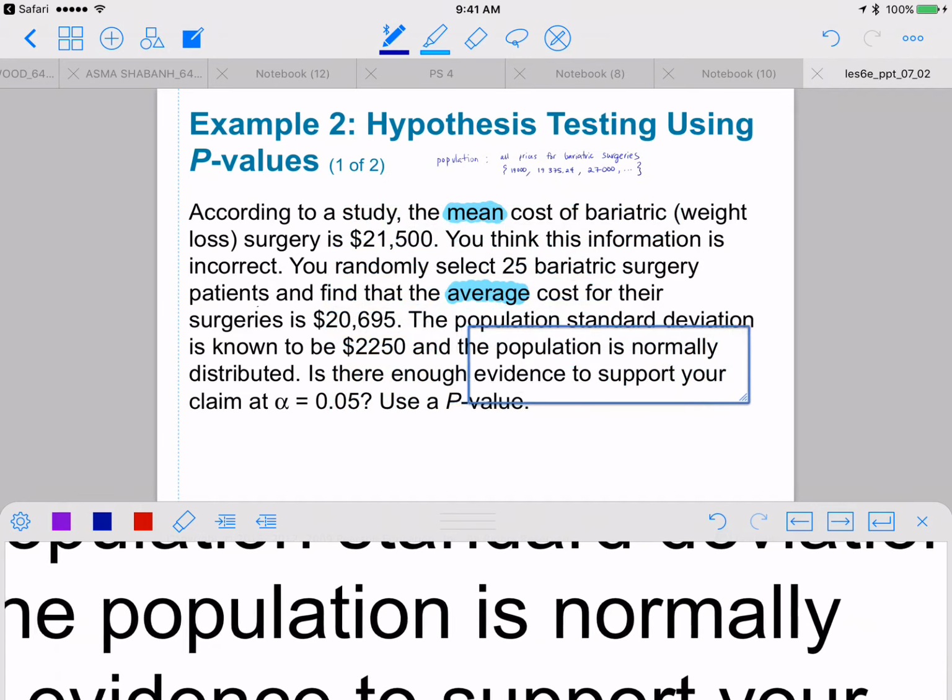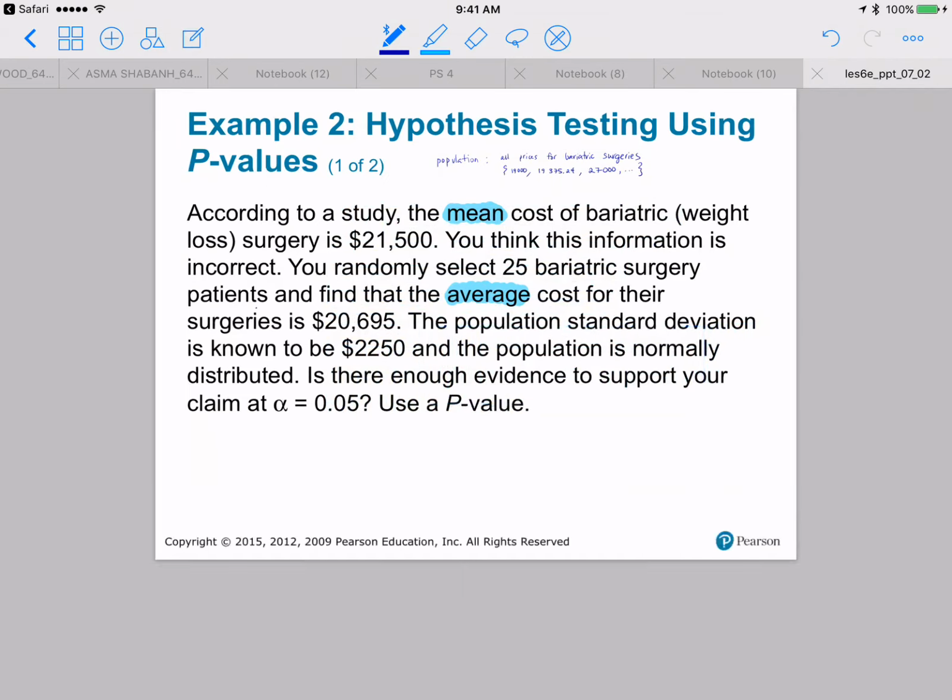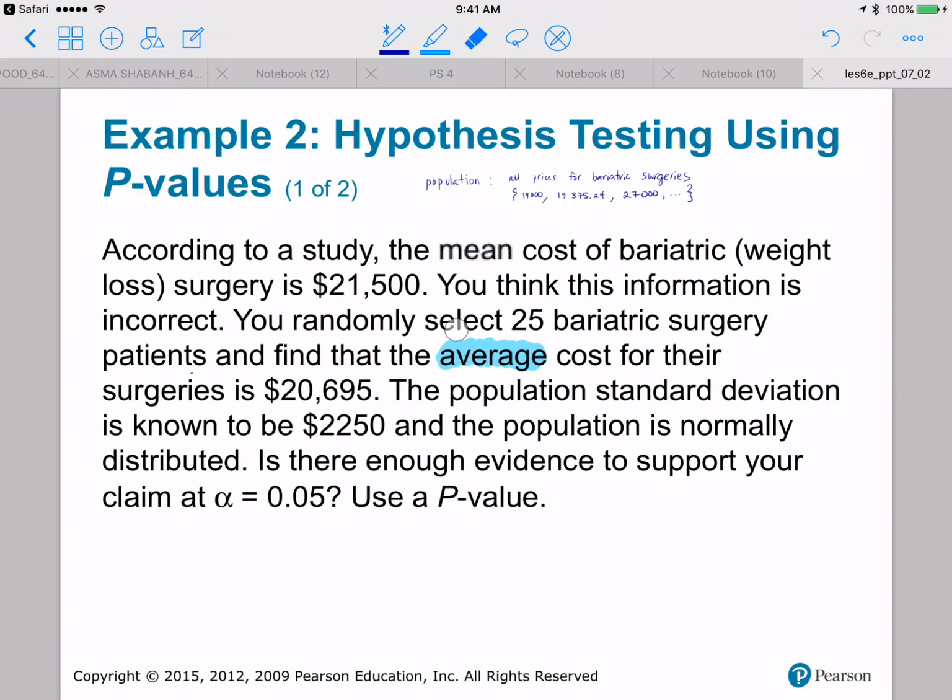And we are told that the population is normally distributed. So we are told here the population is normally distributed. We are also told that we randomly select, so this means our sample is random, and we are given the population standard deviation, right? So we can in fact go ahead and write this down. So the population standard deviation, sigma, is known to be 2250.